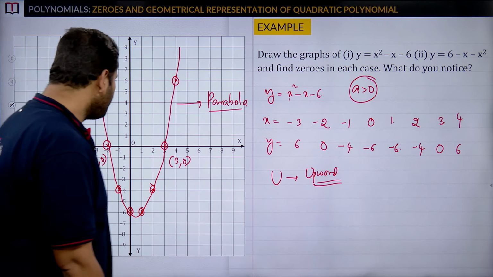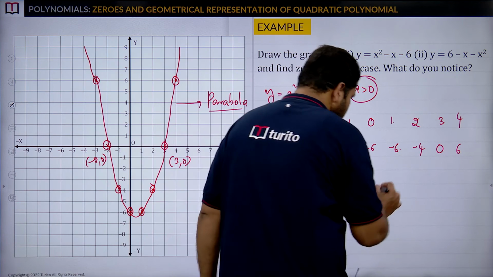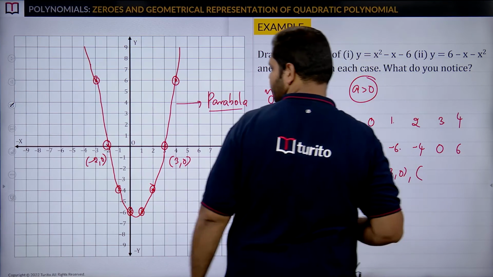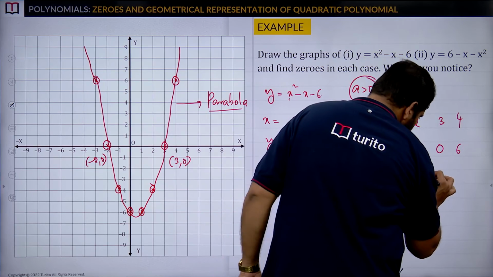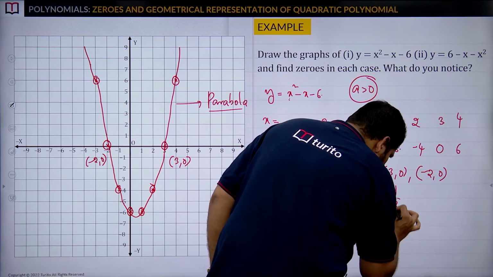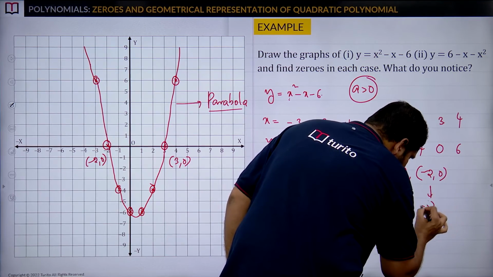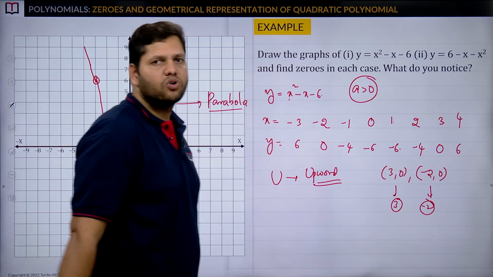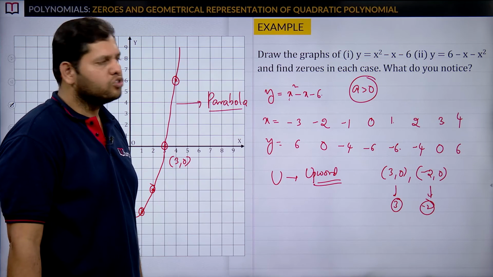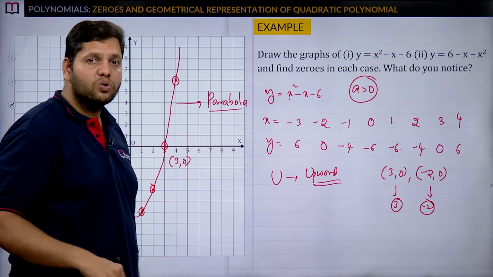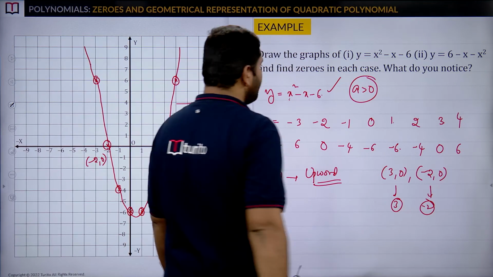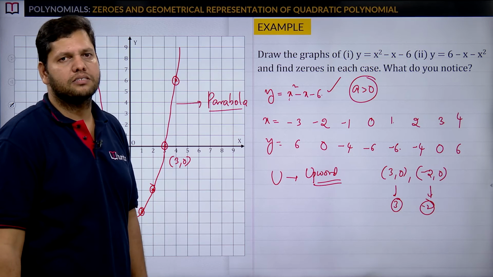Then children, take the 2 points. One is (3, 0). Children, just take only the x coordinate of the 2 points. First I am writing the 2 points, children. Here the x coordinate is 3. Here the x coordinate is -2. One x coordinate is 3 and one more x coordinate is -2. So we can say these are the zeros of the polynomial. The given polynomial expression is x square minus x minus 6.